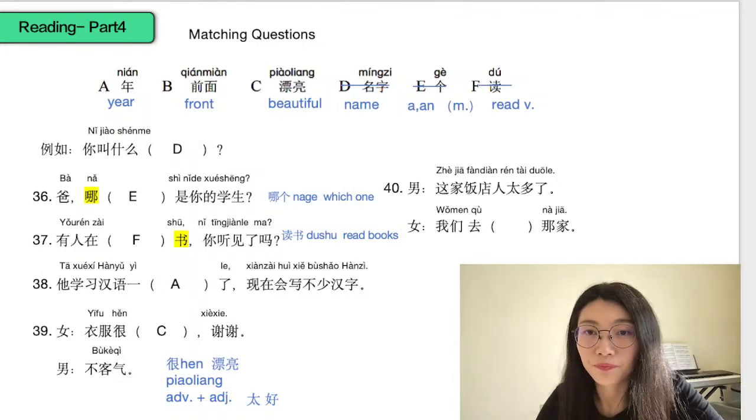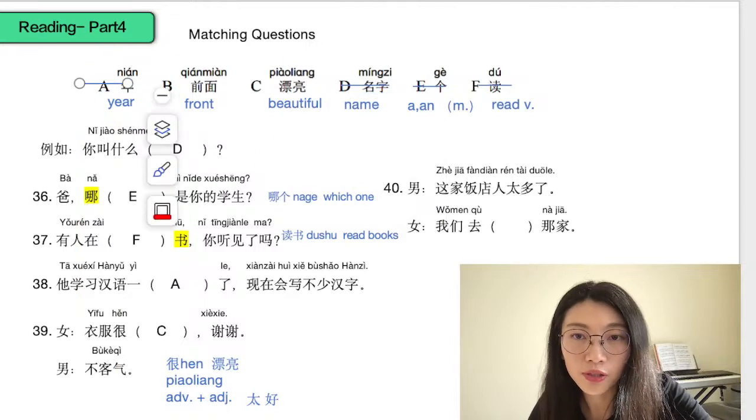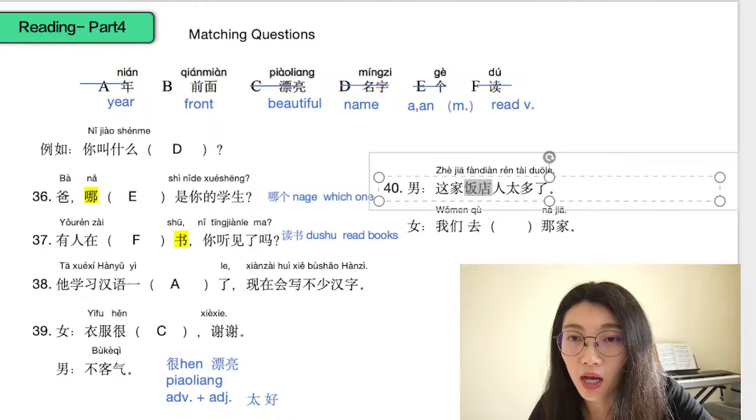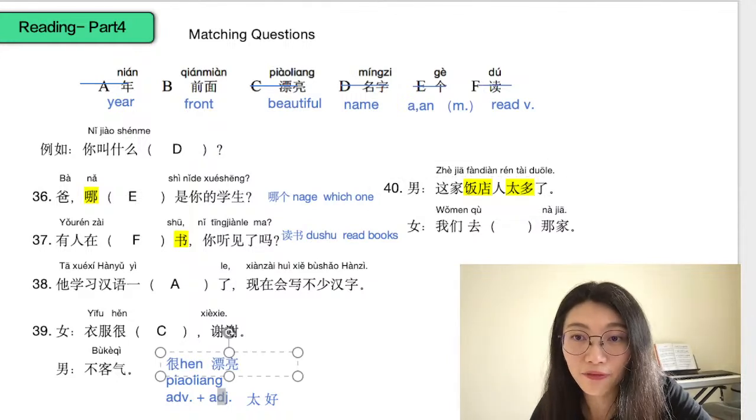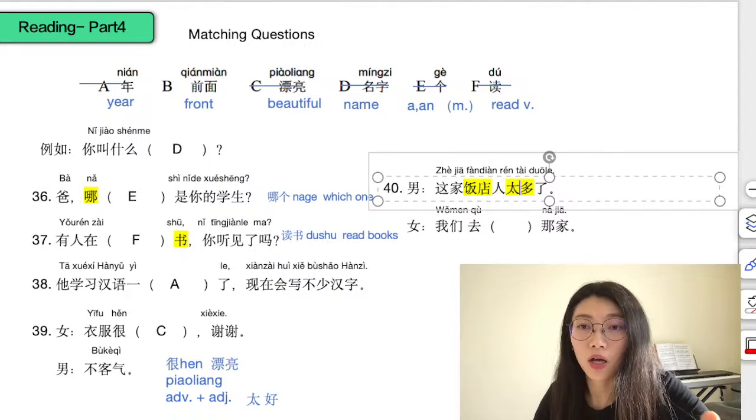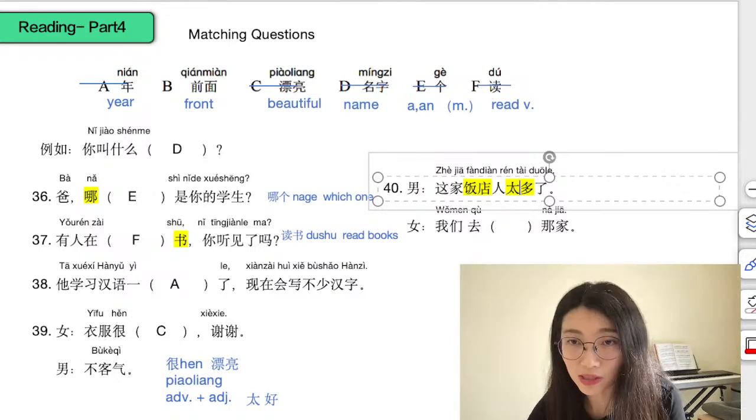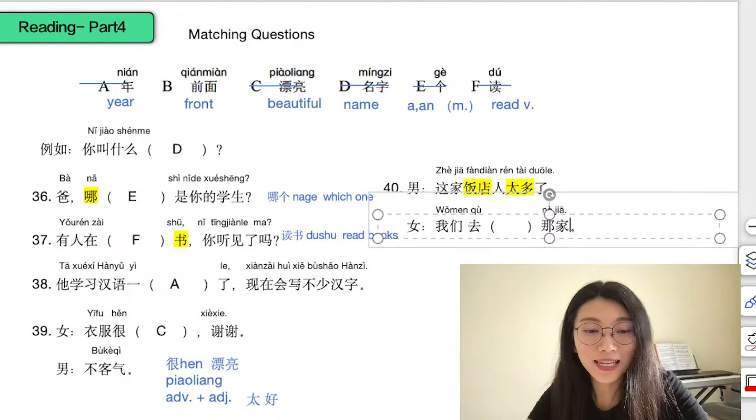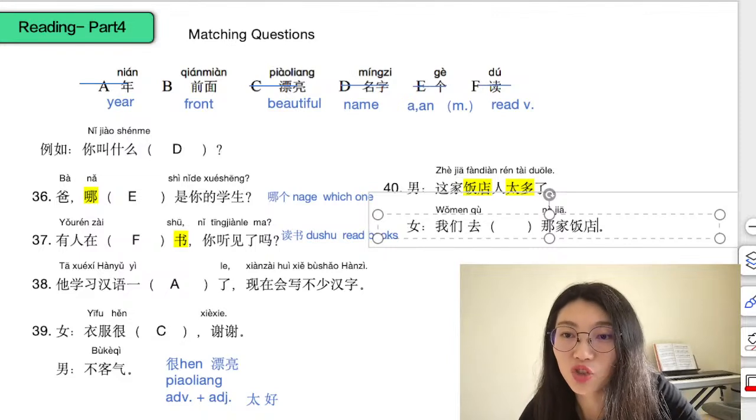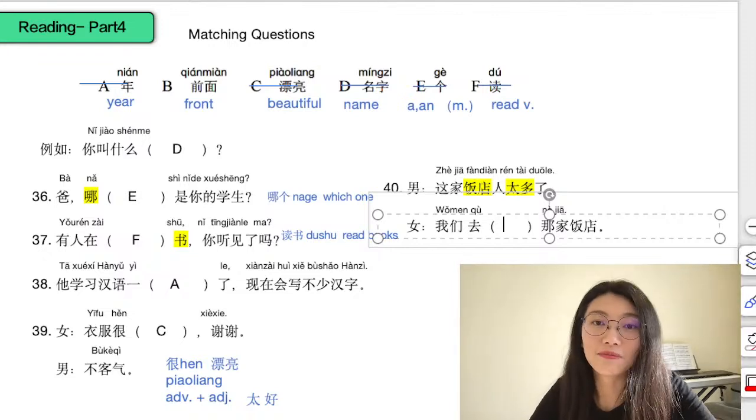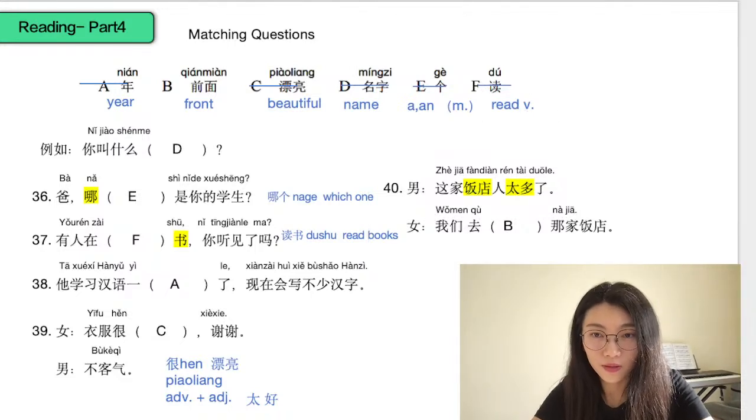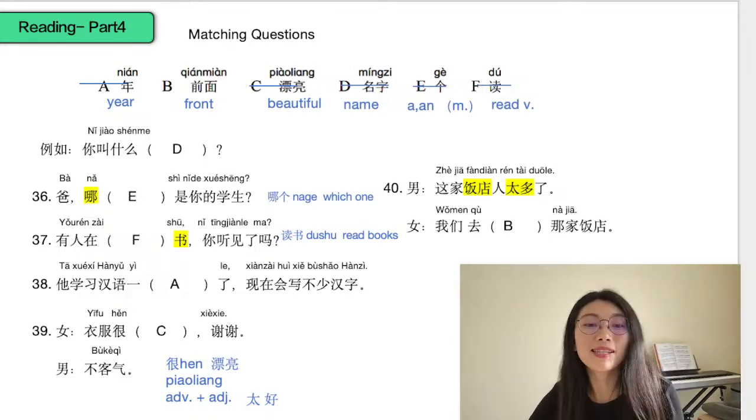好，number 40. Now we only have words left. 好年 finished, 漂亮 finished. So we only have B left, but still let's read it. 这家饭店, location, the restaurant. 人太多, this one grammar adverb plus adjective, 太 very much. There's a lot of people in the restaurant. 我们去那家, 家 is a measure word. 那家饭店 is just delayed. 我们去前面那家, the one in front. B, very good, well done. 非常好，做得很棒.